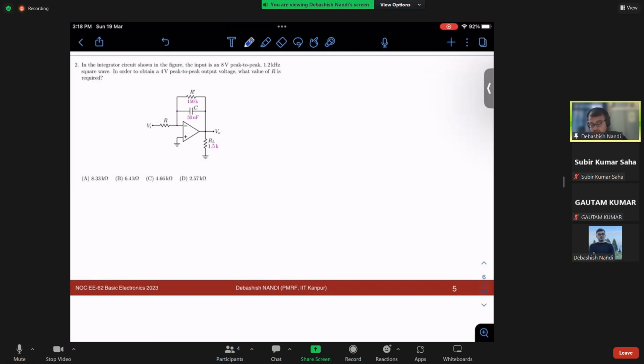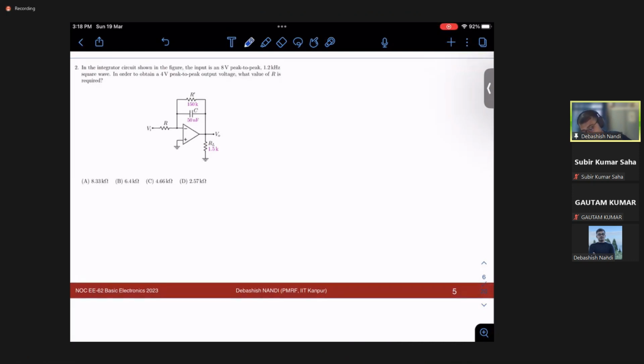Okay, so we are back. It is mentioned that the input is an 8 volt peak to peak, 1.2 kilohertz square wave. And in order to obtain a 4 volt peak to peak output voltage, what is the value of R required, right? So what is my input voltage?